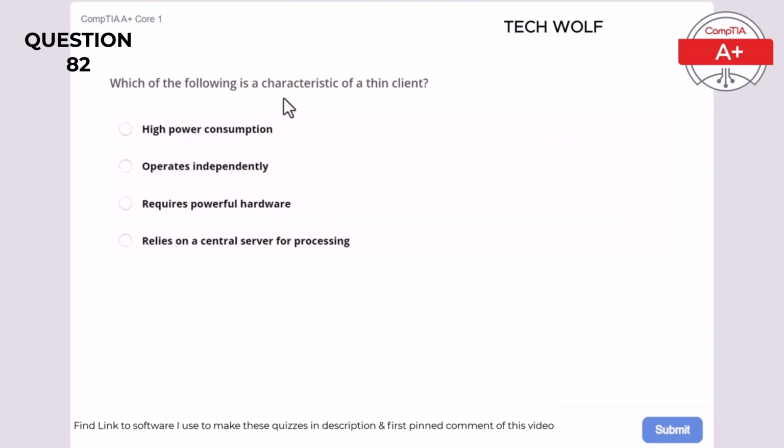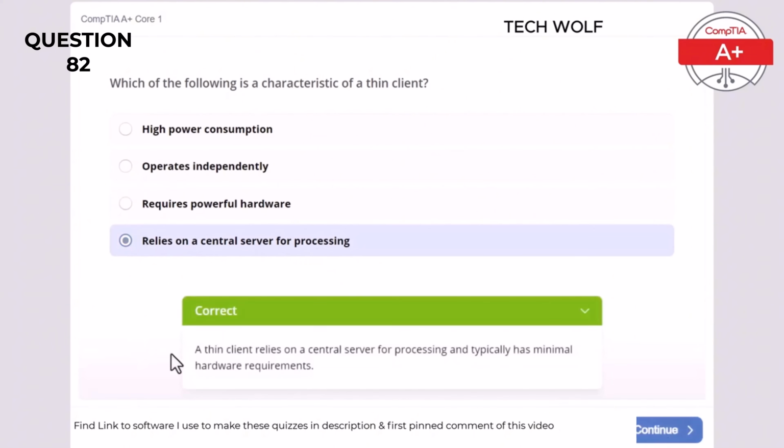Which of the following is a characteristic of a thin client? High power consumption, operates independently, requires powerful hardware, or relies on a central server for processing. And here the correct answer is relies on a central server for processing. A thin client relies on a central server for processing and typically has minimal hardware requirements.